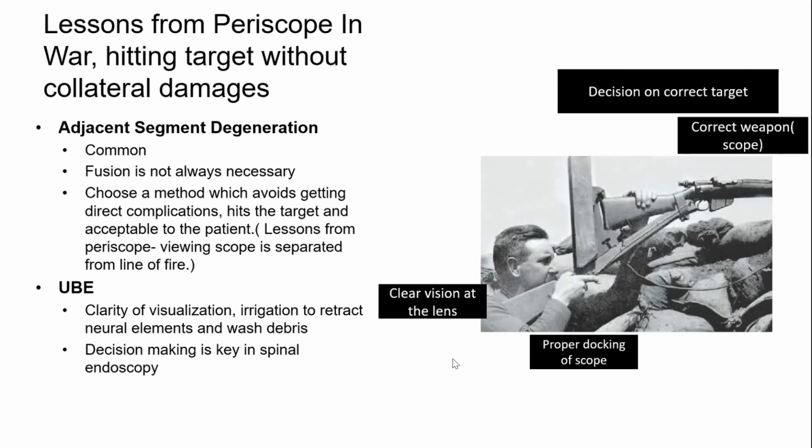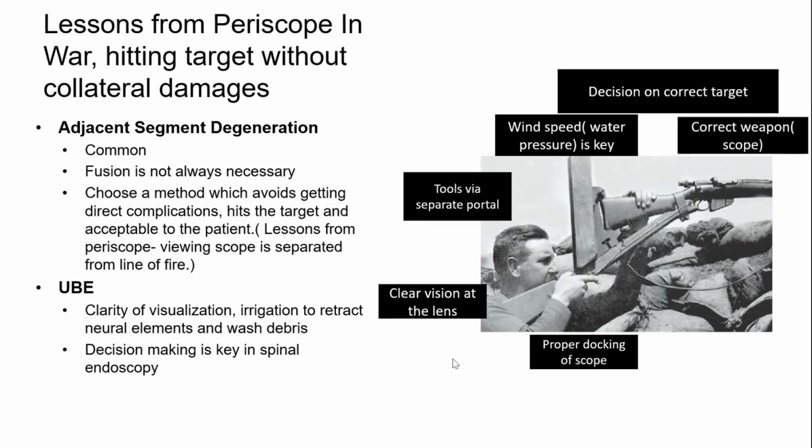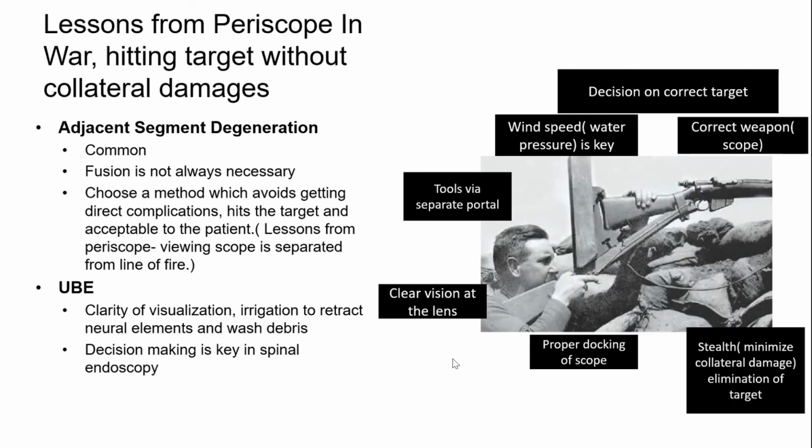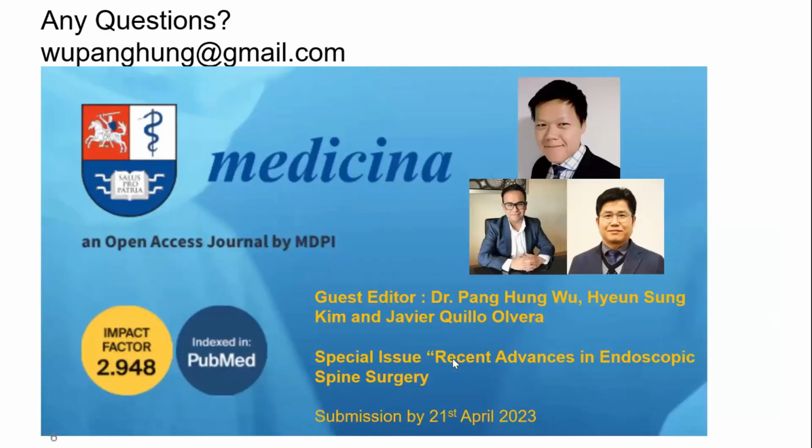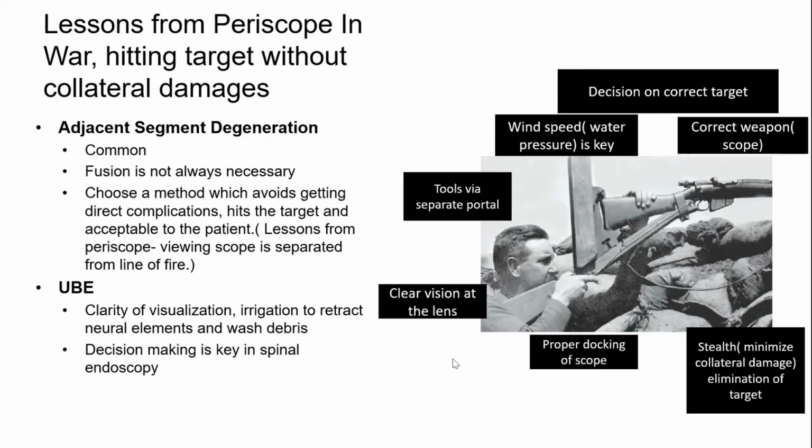Using clear visualization of the lens, proper docking of the scope, good water pressure, which can help us separate the very deep scar tissue, and with tools in the separate portal and the correct weapon and scope. Sometimes we have to use a 30-degree scope in the far lateral approach as well. You can minimize collateral damage and eliminate the target.